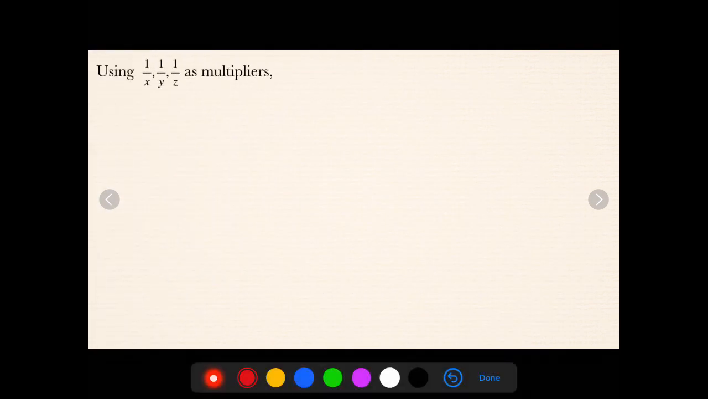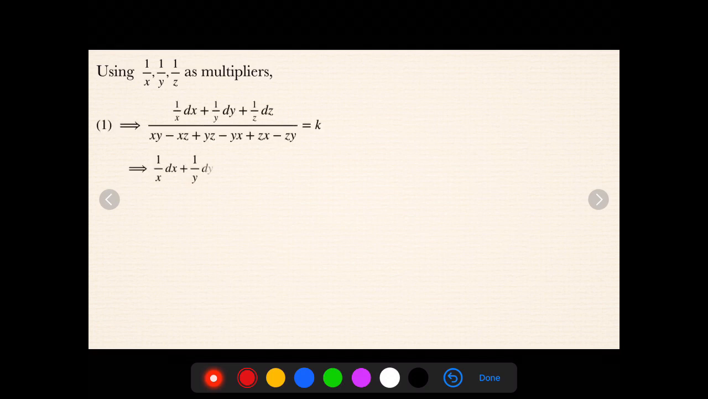So 1 by x square is a multiplier, which means you can also choose 1 by x, 1 by y, 1 by z as a multiplier. Apply the similar logic while multiplying 1 by x, 1 by y, 1 by z: in the numerator, with the denominator 1 by x, 1 by y, 1 by z, terms get cancelled and multiply the remaining terms. So xy, xz, zy get cancelled.